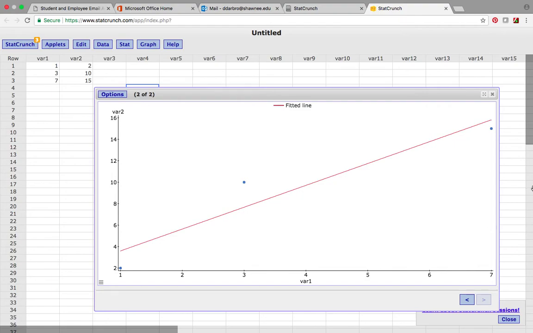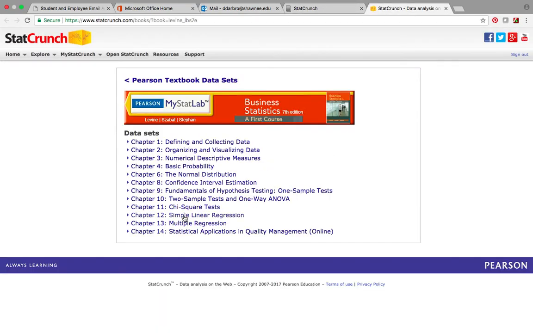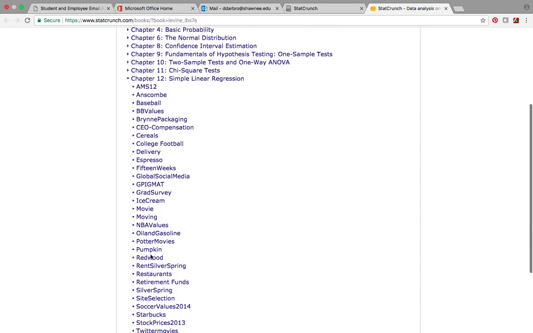Now, let's run through an example. Guys, a data set from your textbook, if you go to simple linear regression, one that I found that was semi-interesting is called Redwood.